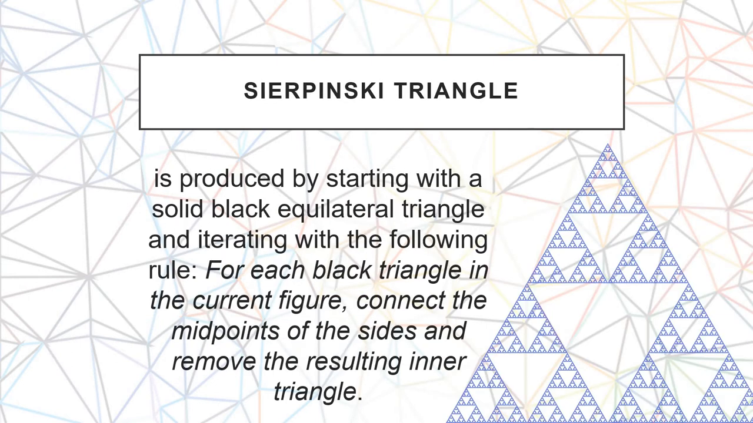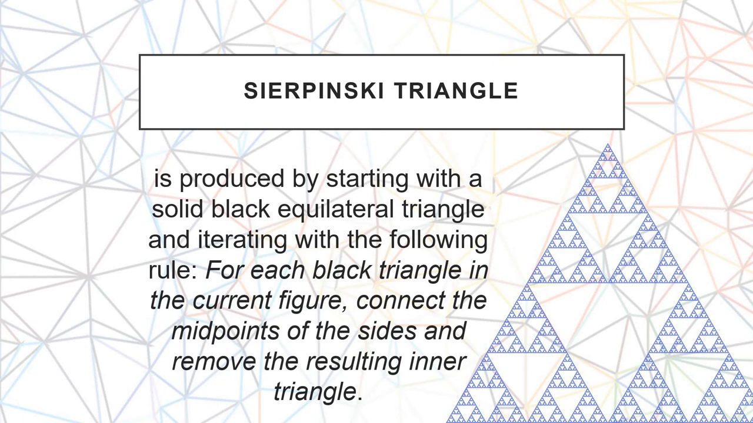Okay, this one is the Sierpinski triangle that is produced by starting with a solid block equilateral triangle. When you say equilateral, all the sides are equal. And iterating with the following rule: for each block triangle in the current figure, connect the midpoints of the sides and remove the resulting inner triangle.